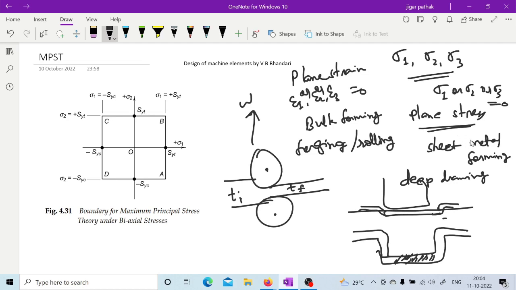And remember, in plane stress, only stress is considered as 0. Strain will be present in all three directions almost. In the plane strain condition, only strain is considered 0 in the third direction. Stress will remain in all three directions mostly. So this is how you have the plane stress and plane strain conditions. Okay, is it clear? In punching, there is shear stress on the end sides.